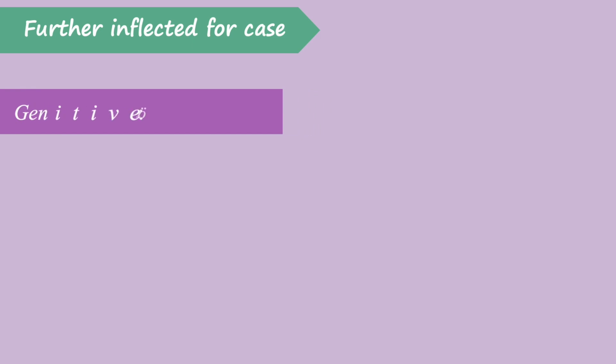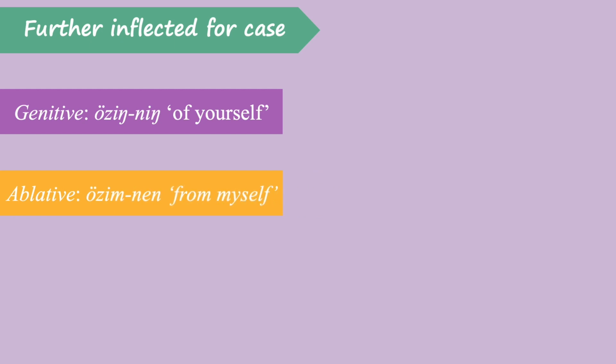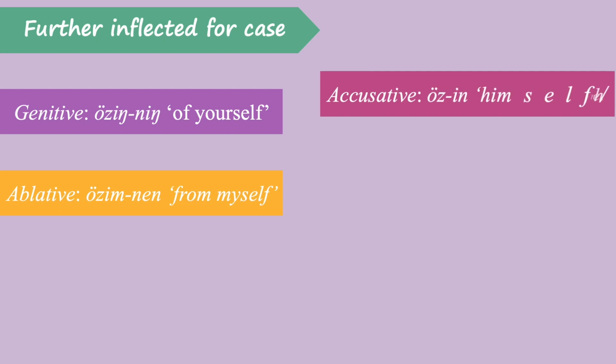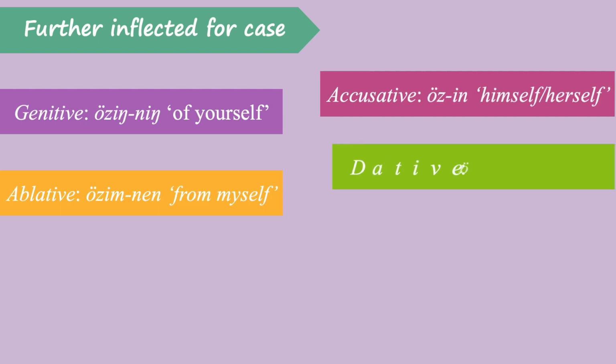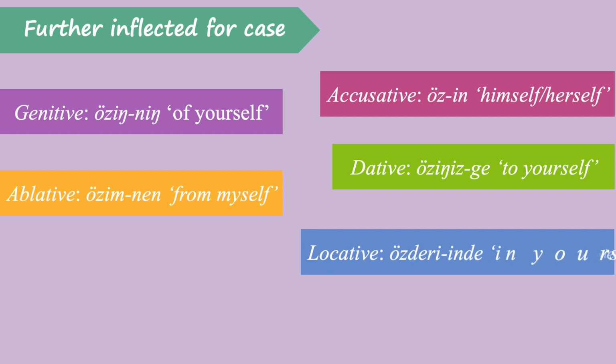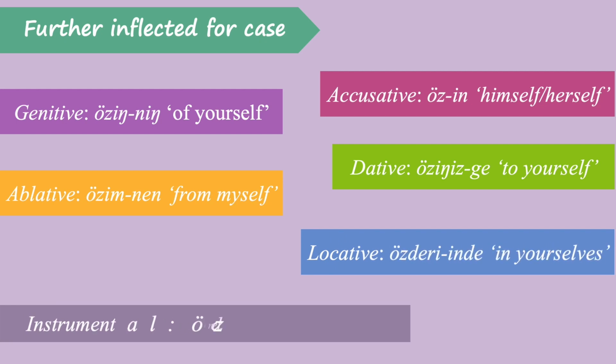Example, özüңнің, of yourself, where ның is the genitive case. Özümнен, from myself, where nen is the ablative case. Özün, himself or herself, in which n is the accusative case. Özіңізге, to yourself, where ge is the dative case. Özlerinde, in yourself, in which ende is the locative case. Özіңізбен, with yourself, where ben is instrumental.